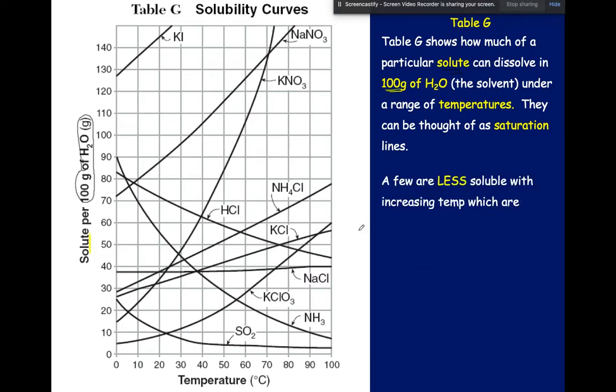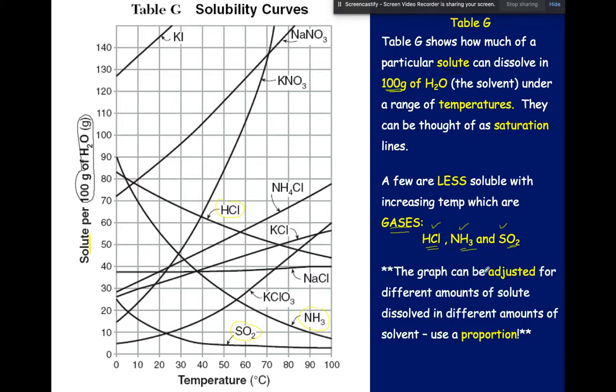A few of these, if you notice, you'll see HCl here. We can also notice SO2 here. We can also notice NH3 here. If you take a second to think about that, you'll notice that these do what? Yes, you're right. They actually go down in solubility as the temperature increases, okay? And that is otherwise known as a gas. So these three compounds, HCl, NH3, and SO2, are gases, and you can see as the temperature increases, their solubility actually decreases. All right, and that's going to be important to know going forward to make sure that you notice that these are gases.